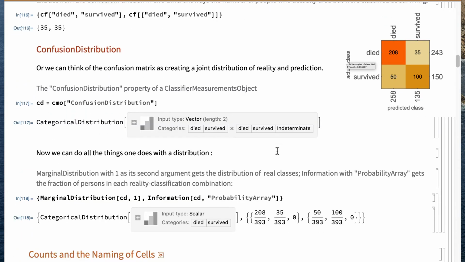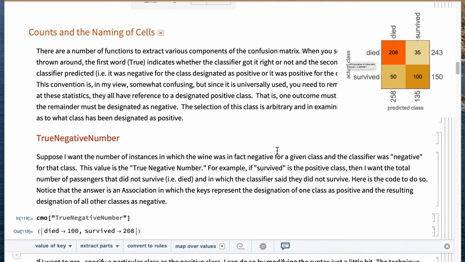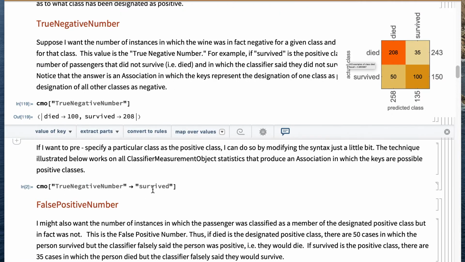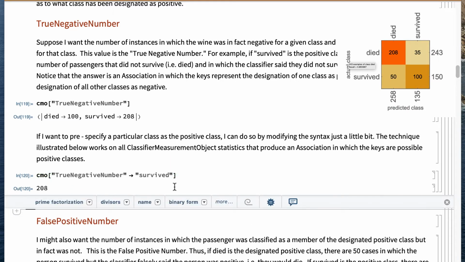So for all of these statistics, you need to realize that it depends on the positive class. Some statistics programs are a little less rigorous about this, and they'll make assumptions about what the positive class is. Wolfram language does not, and I actually think that's a better convention. It'll give you answers for both, or if you want to pre-specify something as the positive class, you just use this notation. You say, give me the true negative number under the assumption that survived is the positive class, and it's going to tell you that's 208.